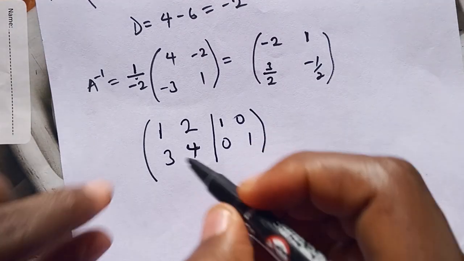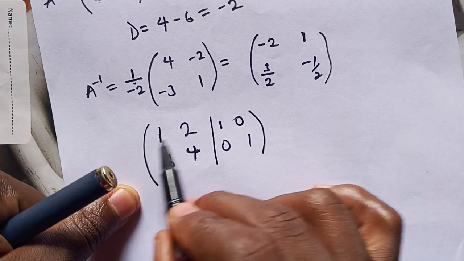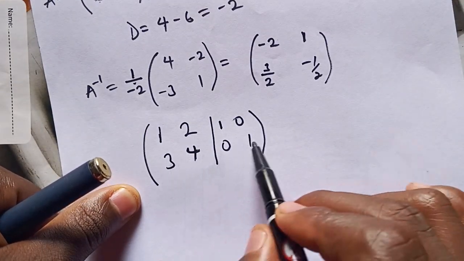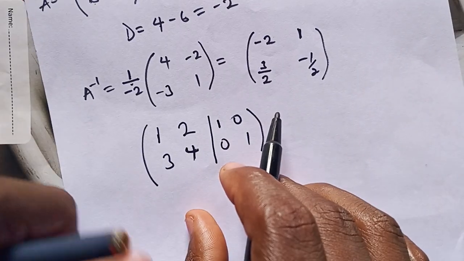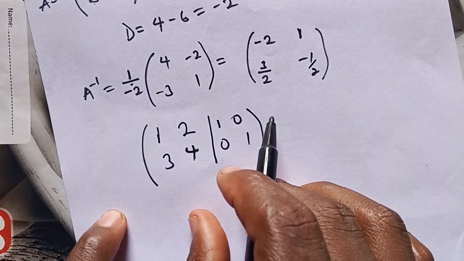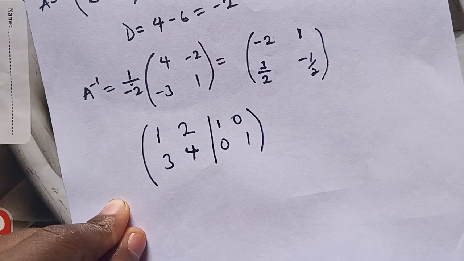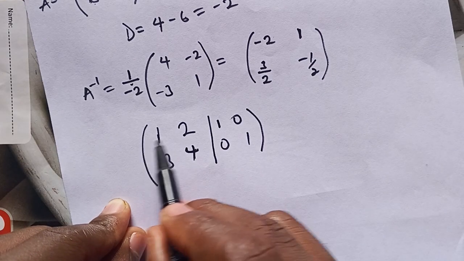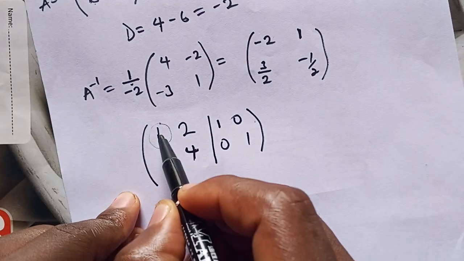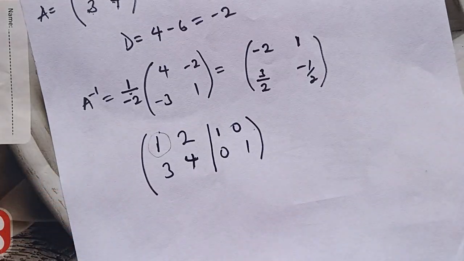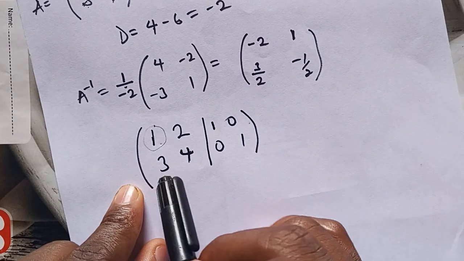Before we start, this is your row 1 and this is your row 2. We have something we call the leading variable, which is the first non-zero value in a row. If we look at row 1, the leading variable is 1, because 1 is the first non-zero value in a row.